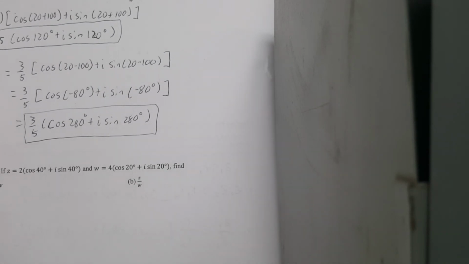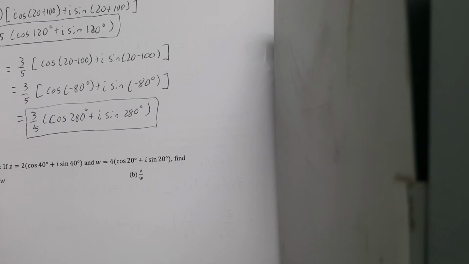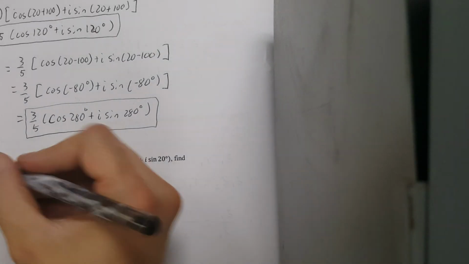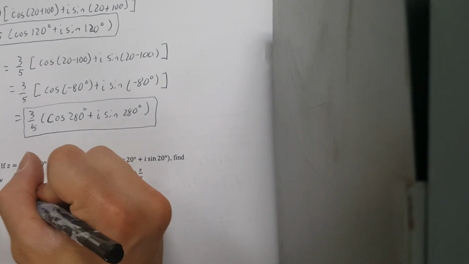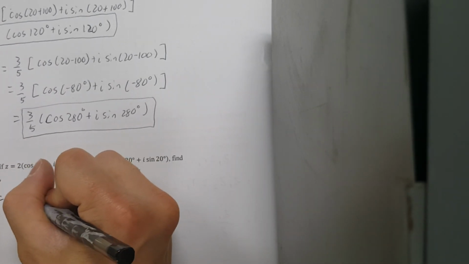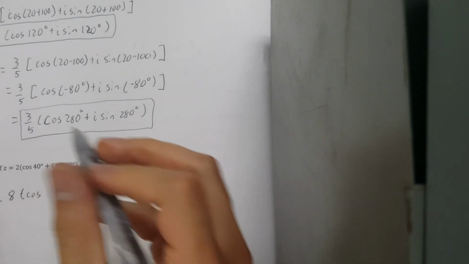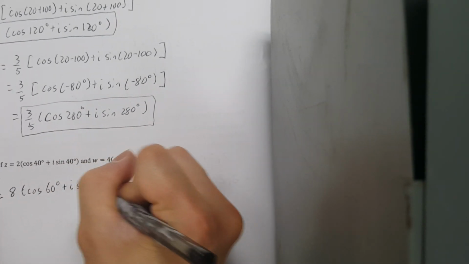Okay, so this one is actually much easier than the one on top because I don't think there's a conversion here. So zw is equal to, just check your answers here, 2 times 4 is 8. Cosine of 40 plus 20 is cosine 60 plus I sine 60.